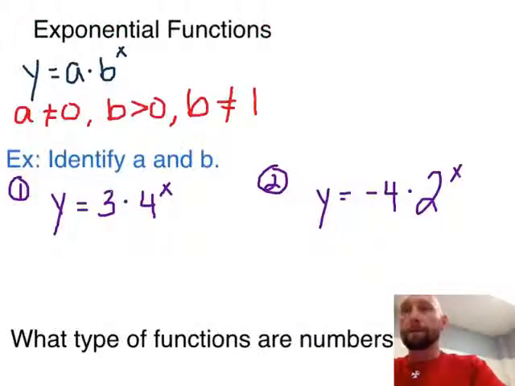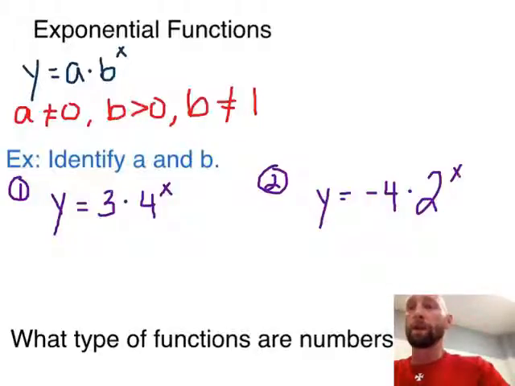On to the next step. We've got exponential functions, where we have y equals a times b to the x power. There are a couple of stipulations, or restraints, that we have on exponential functions. The first is that a cannot be equal to 0. The second is that b has to be greater than 0, and the third is that b cannot be equal to 1.